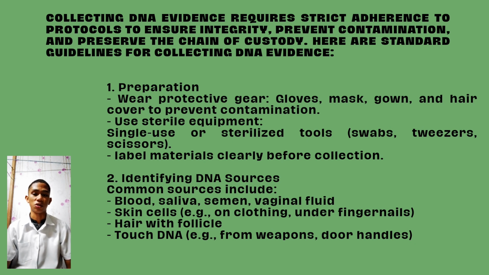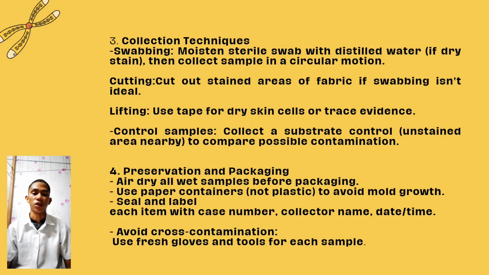The second one is identifying DNA sources. The common sources include blood, saliva, semen, vaginal fluid, skin cells, for example, on clothing or under fingernails, hair with follicle, and touch DNA, for example, from weapons or door handles. The third one is the collection techniques. In swabbing, moisten a sterile swab with distilled water if it is a dry stain. Then collect samples in a circular motion.